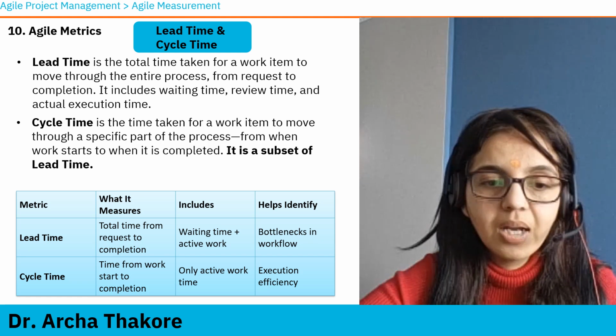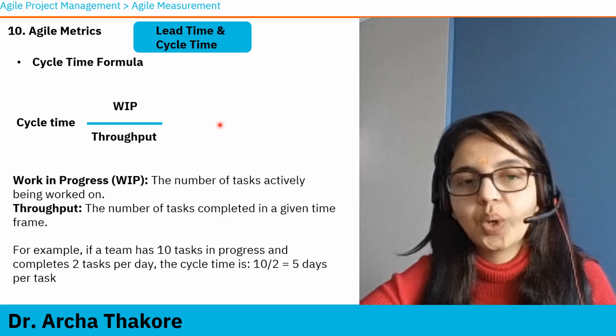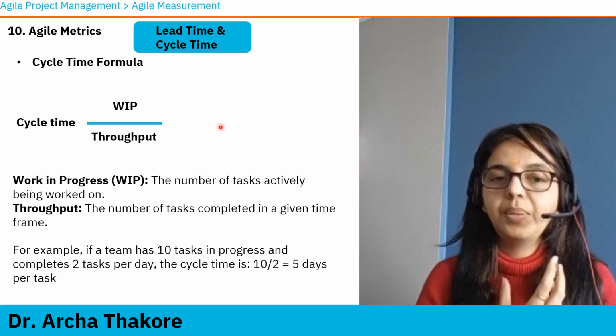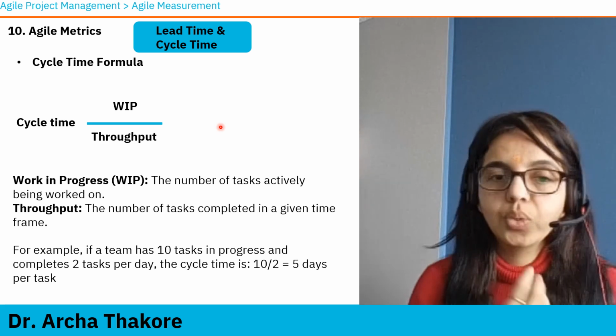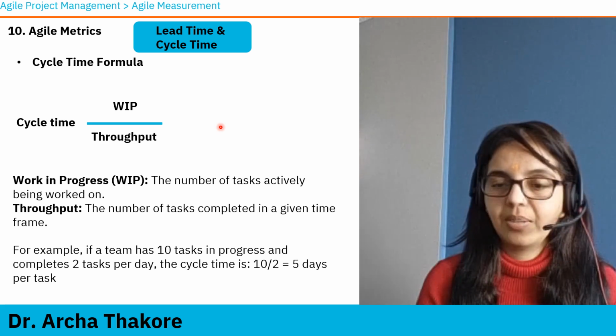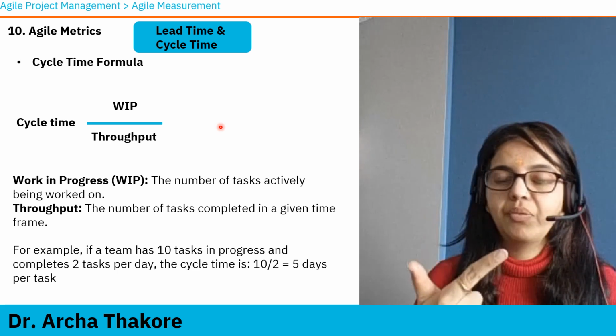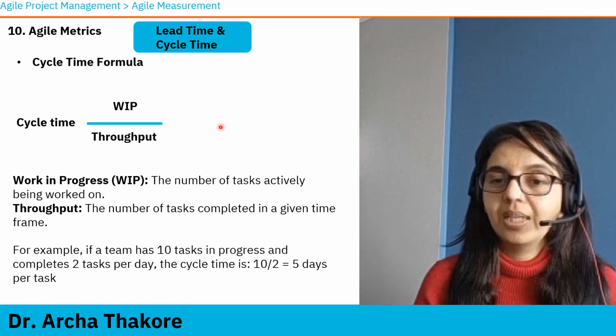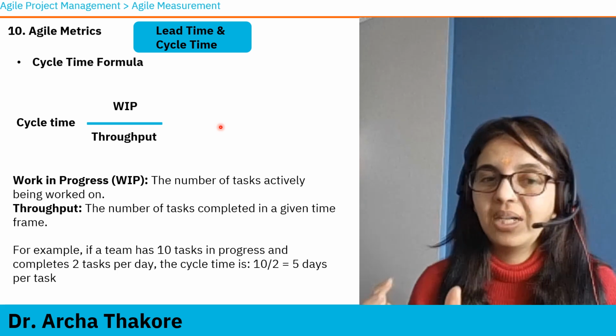Okay. A little bit more in the same topic, another term that keeps coming is throughput, and people get confused. Throughput is the number of items. Now, it can be tasks, it can be features, it can be stories. Number of items that the team has completed in a given time.